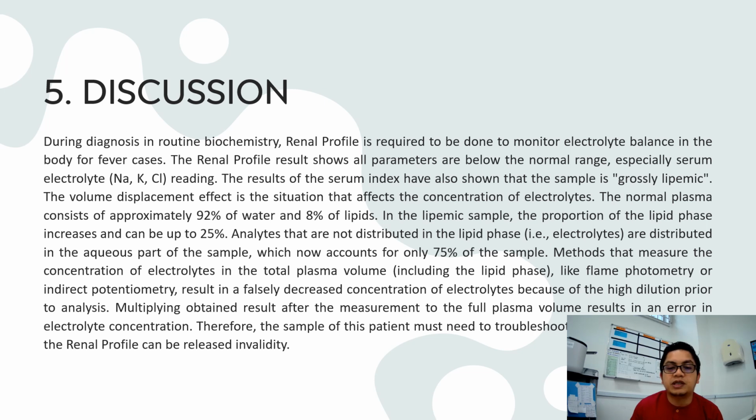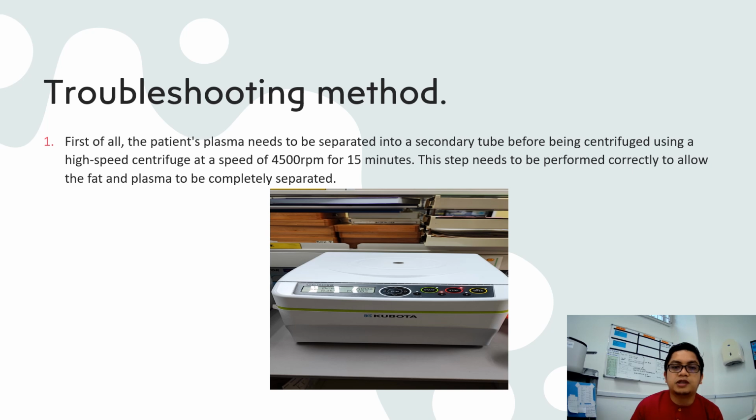Therefore, the sample of the patient needs to be troubleshot so that the result of the renal profile can be released with validity. Here are some troubleshooting steps that have been made. First of all, the patient plasma needs to be separated into a secondary tube before being centrifuged using a high-speed centrifuge at a speed of 4,500 rpm for 5 minutes.